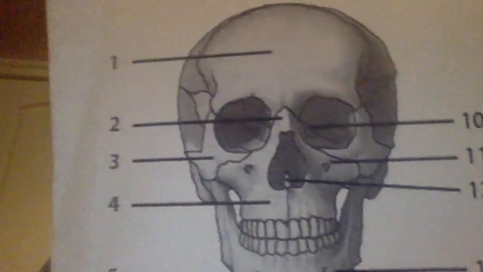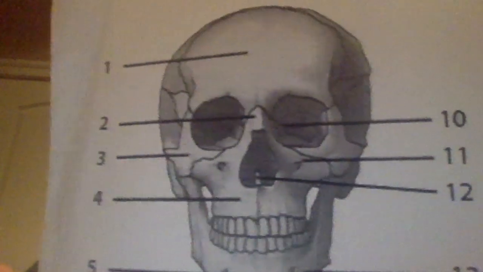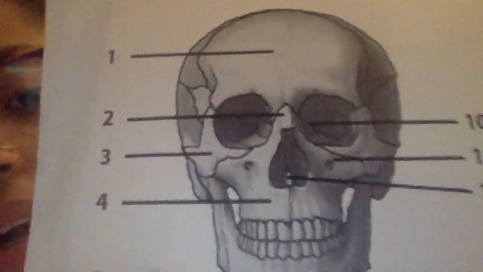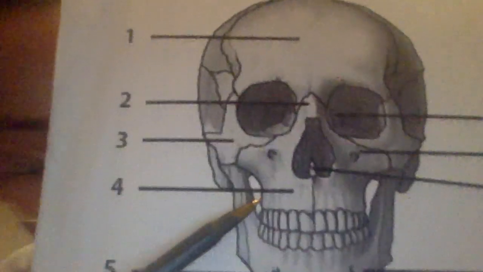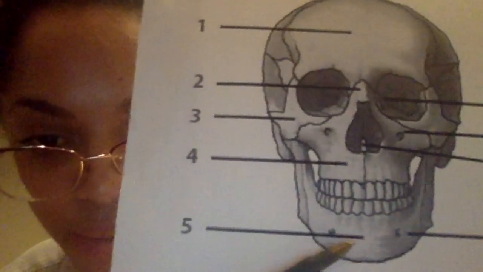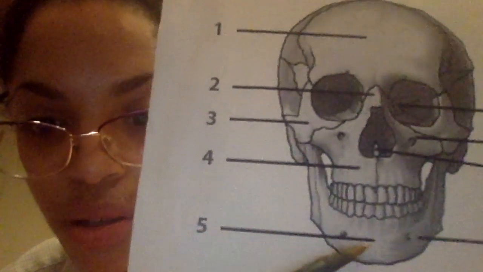So now let's move on to our cranial bones. Start with how it's numbered. Number 1 is the frontal bone. Number 2 is the nasal bone. Number 3 is the zygomatic bone there. Number 4 is the maxilla. Number 5, we already said, is the mandible, this whole lower jaw.